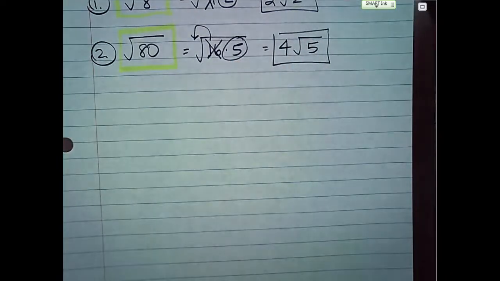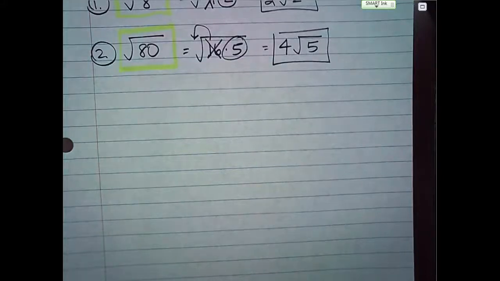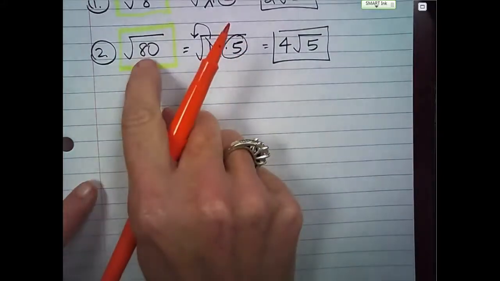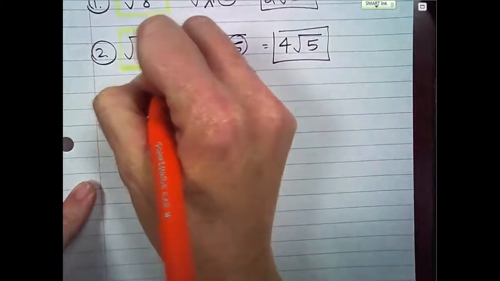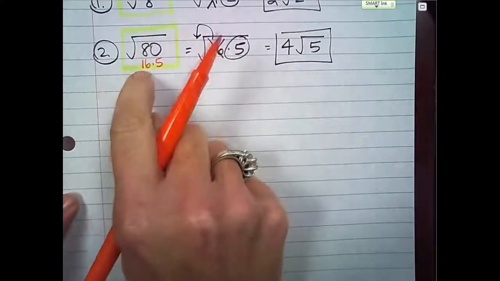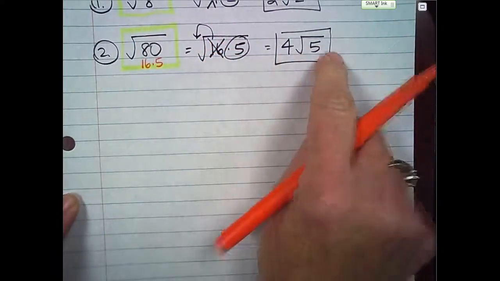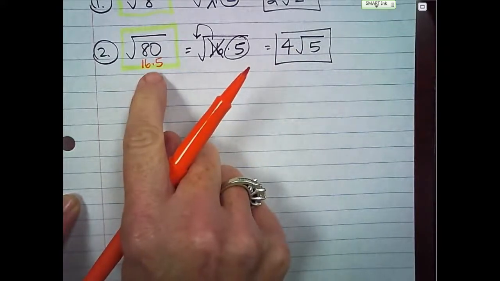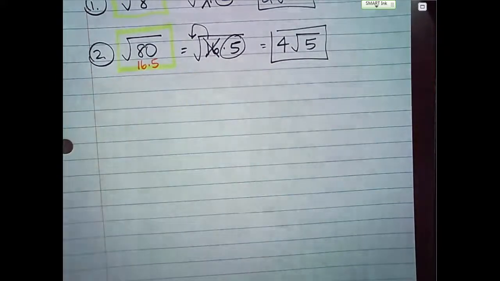And I'm writing it out to the side, okay? But guys, pretty soon you guys will be good enough at this that you'll look at 80, and you'll be like, all right, 16 times 5, the square root of 16 is 4, so it's 4 root 5. You can just kind of write it below there as well. I'm just giving you notes so you can kind of work your way through a few to process it.